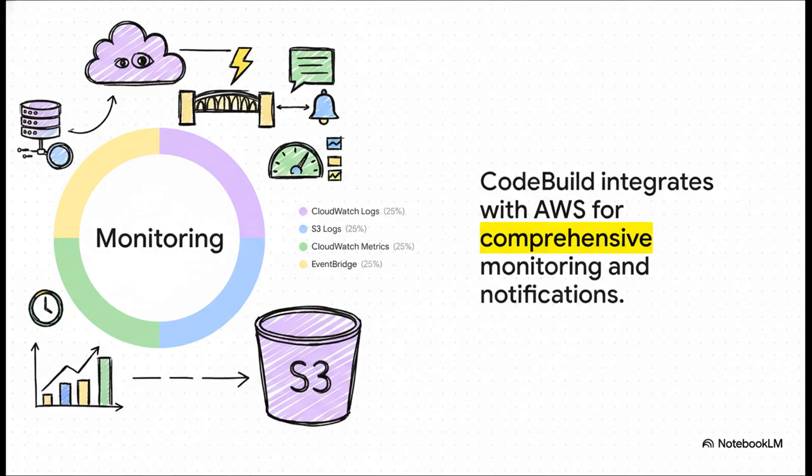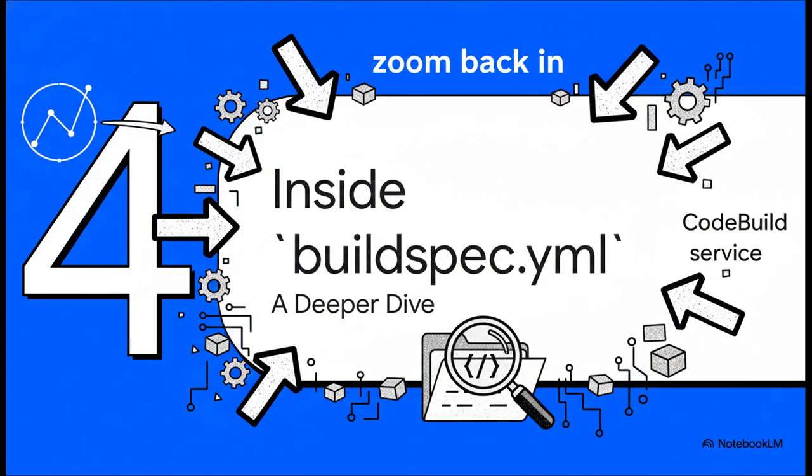With metrics, you can track how long your builds are taking and spot problems. And with Amazon EventBridge, you can do cool stuff like get an instant notification in Slack or Teams the second a critical build breaks. It's a whole visibility system. Now that we've seen the 30,000-foot view, let's zoom right back in on our star player, the buildspec.yaml file.